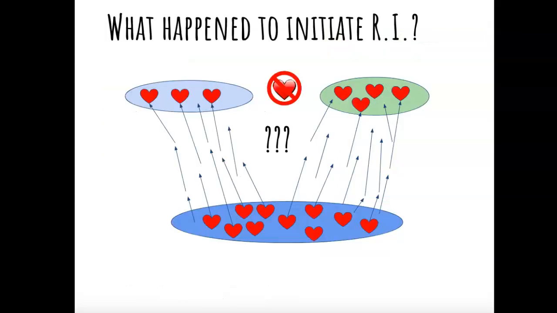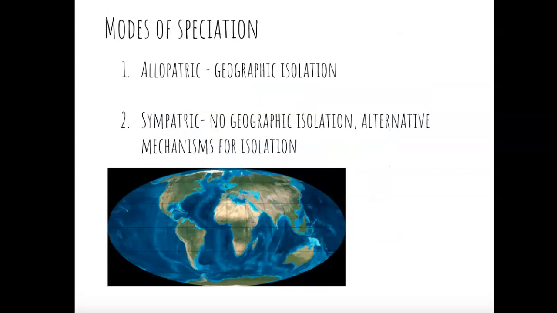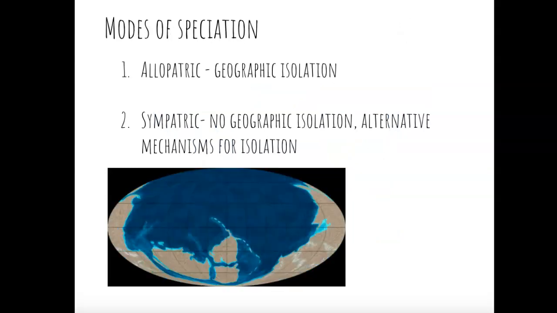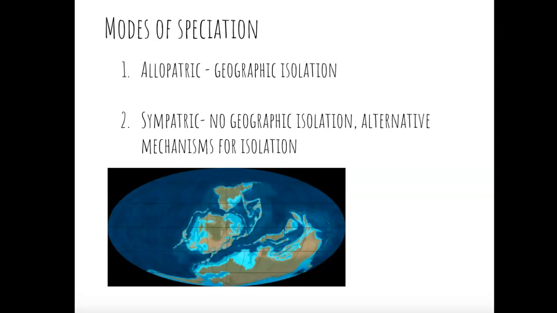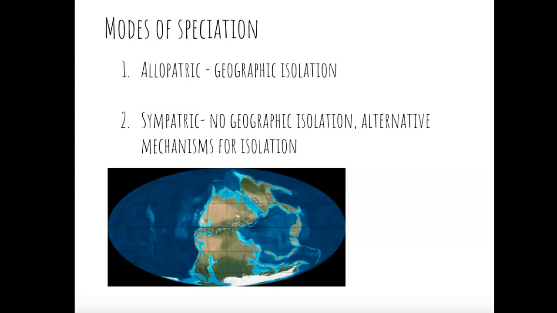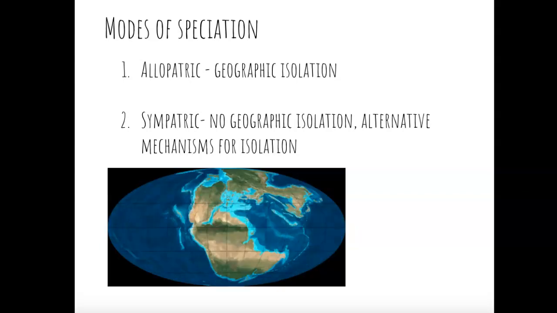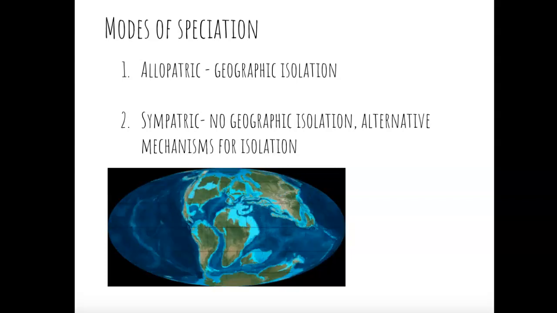So we've talked about 8 different types of reproductive isolation. And so what can actually happen to initiate that to occur in species? What actually is the cause of reproductive isolation? Where does that reproductive isolation come from? So there are 2 modes of speciation. The first one is called allopatric speciation, which is where there is geographic isolation between 2 groups that leads to them diverging enough to be considered different species.